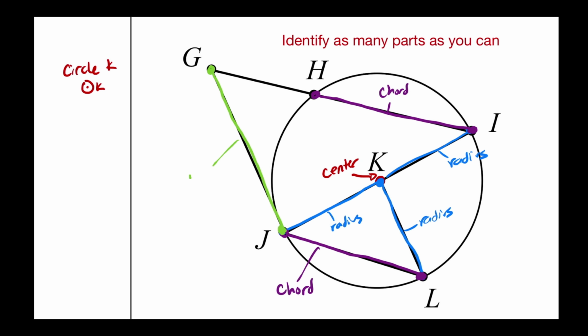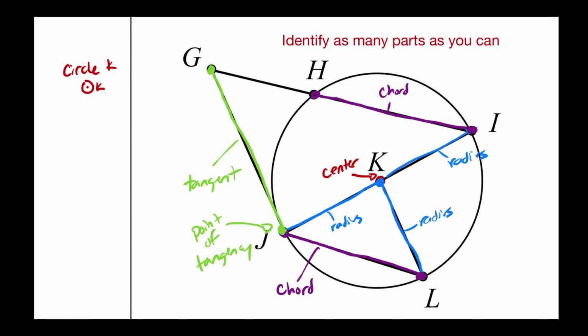Tangent. Very good. That's a tangent, right? When a line or a segment outside of a circle touches the circle once, intersects the circle once, that's a tangent. And the point where it hits the circle is called your point of tangency. Tangent has the point of tangency. The one point where your tangent line hits the circle is called your point of tangency.